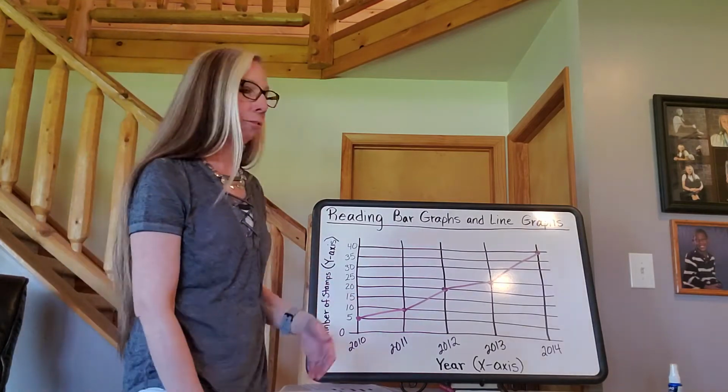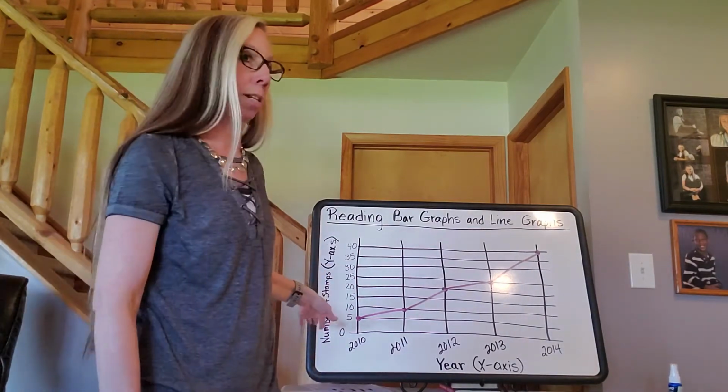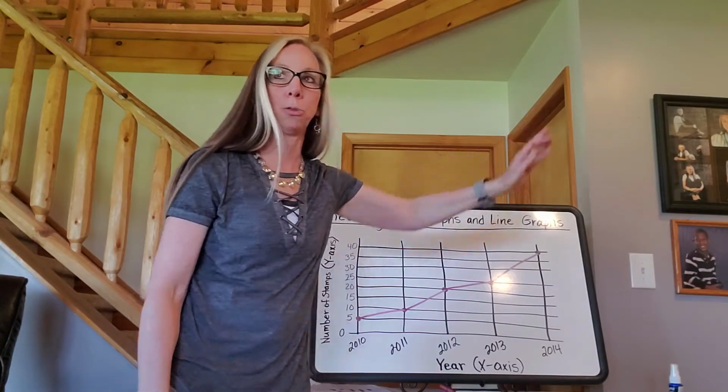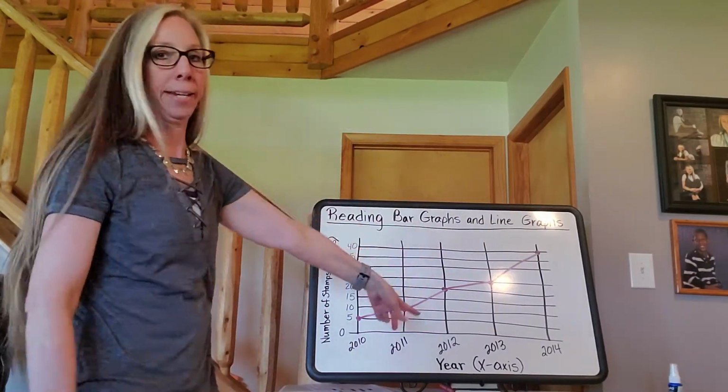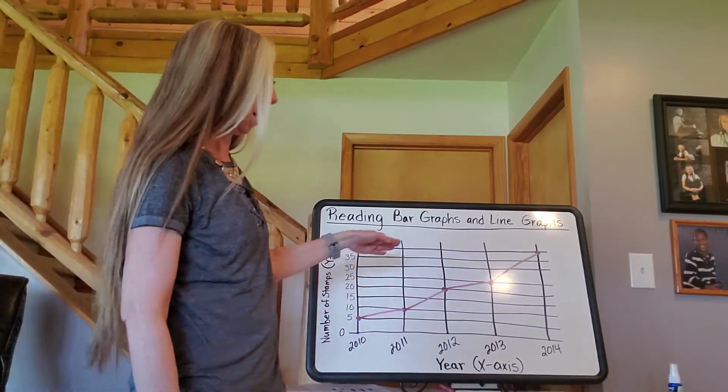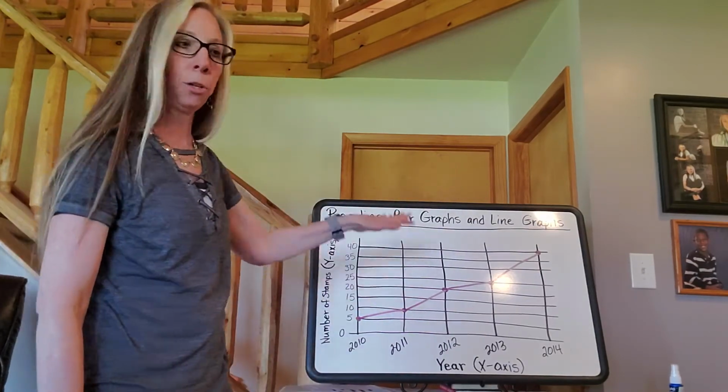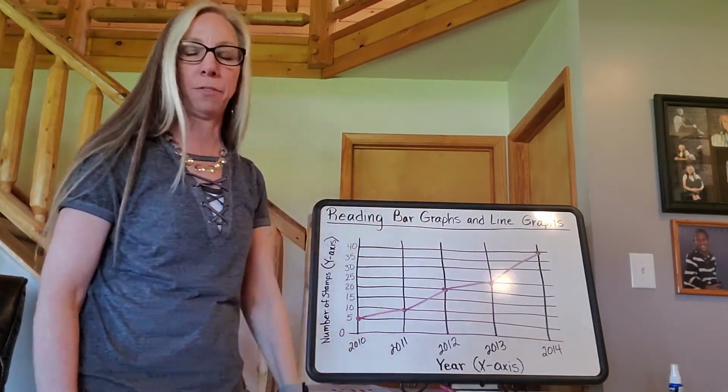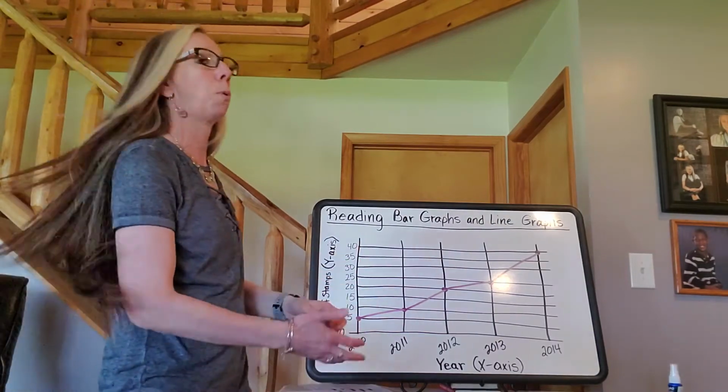This is what a line graph looks like. And the reason why it's called a line graph is because it has a line that goes through it. And the line could go up and down. This one in particular just goes up. But it could go up and down, or it could start up high and go down. There's lots of different ways the line graph could look, but this is the one that I'm using for the example today.